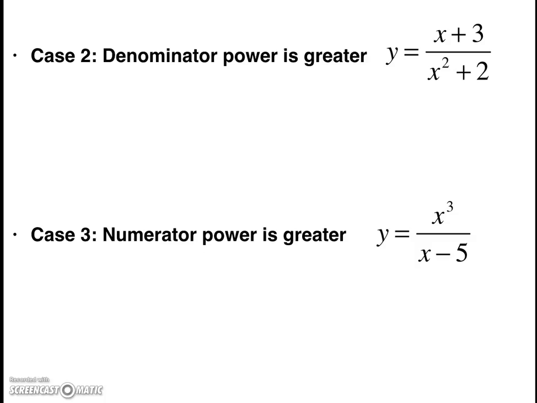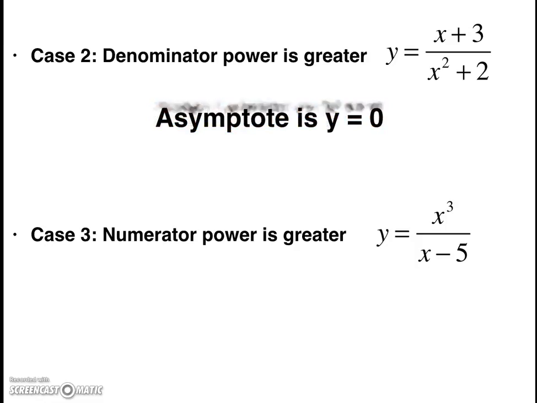The final two cases are when the power is greater in the denominator, so an example would be y equals x plus 3 over x squared. Whenever that happens, the asymptote is going to be at 0. You're going to learn the proofs behind these two cases next year when you take pre-cal.